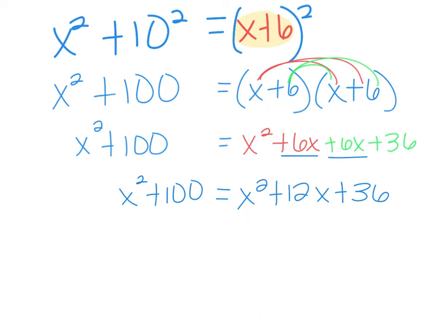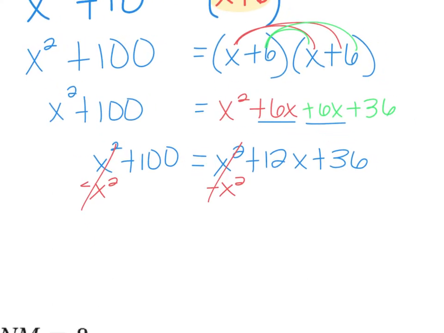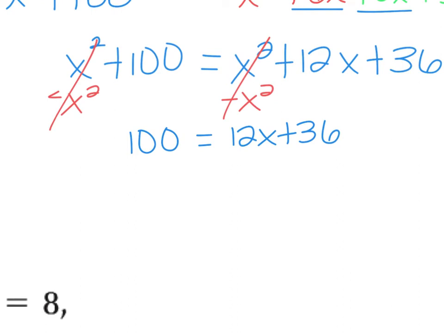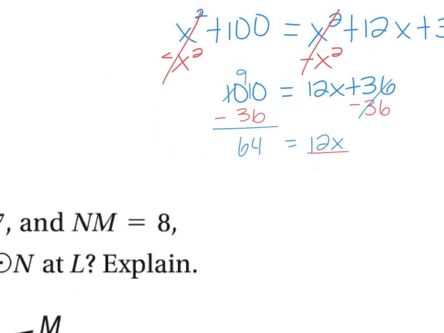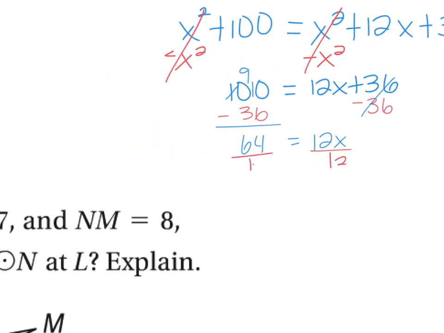Okay, now let's move our x squareds together. So minus x squared, minus x squared. Look, they cancel again. Perfect. So now I have 100 equals 12x plus 36. We're going to subtract 36 from both sides, and you get 12x equals, what would this be, 64? Then we're going to divide both sides by 12.